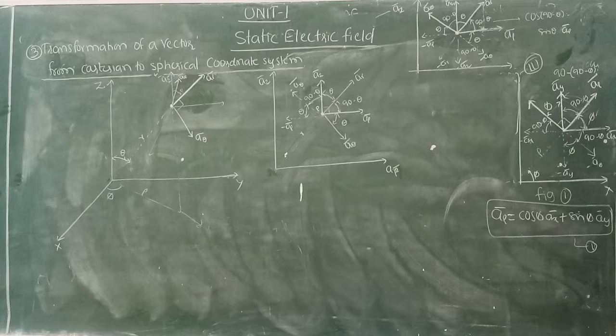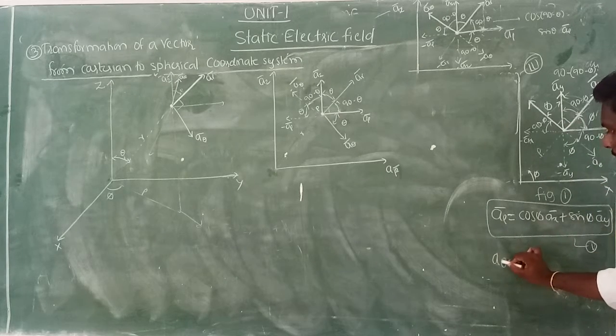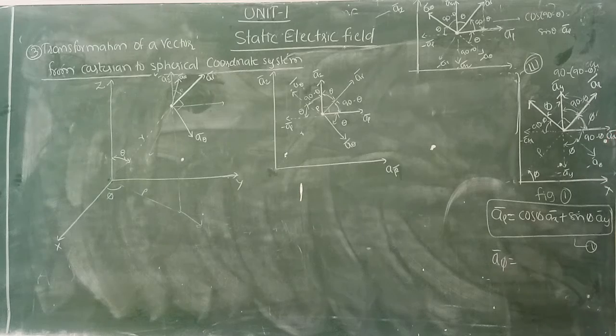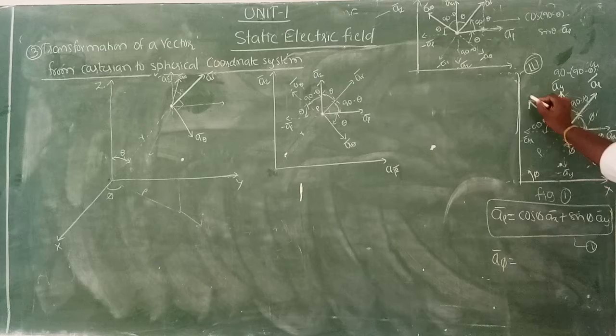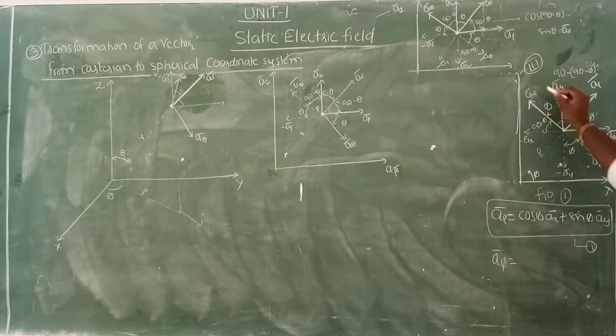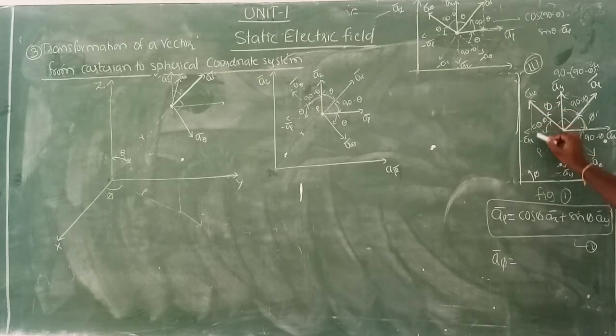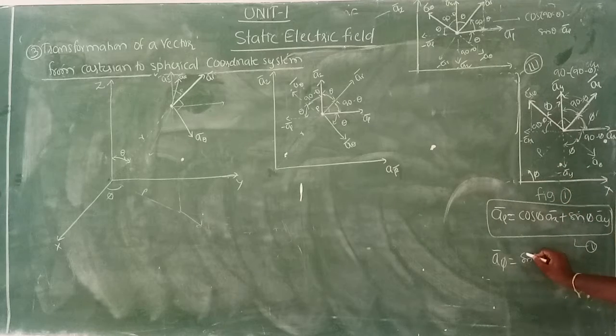Consider that this equation is number 1. Similarly, write the expression for a phi here. What is the a phi here? This is your a phi. What is the component along minus ax bar? Cos 90 minus phi is sin phi, so sin phi into minus ax bar. That's why minus sin phi ax bar.